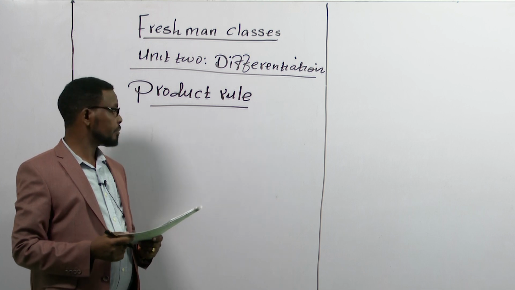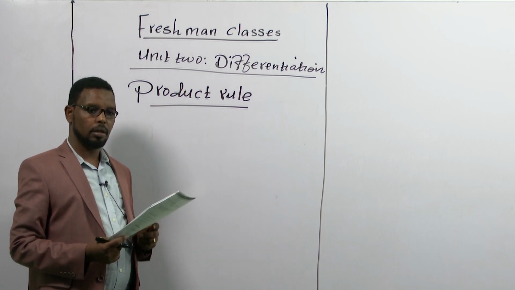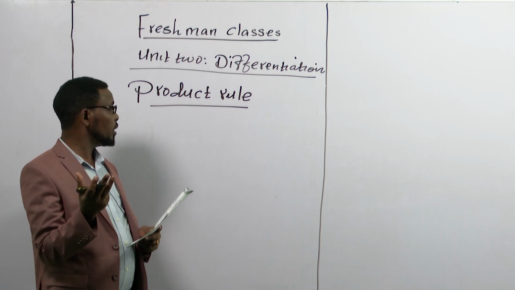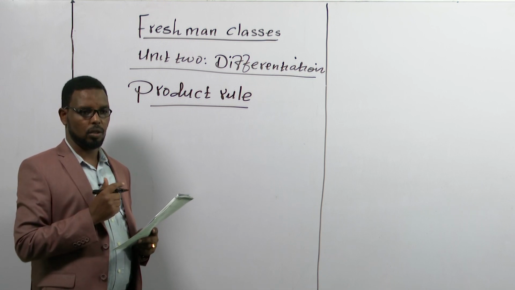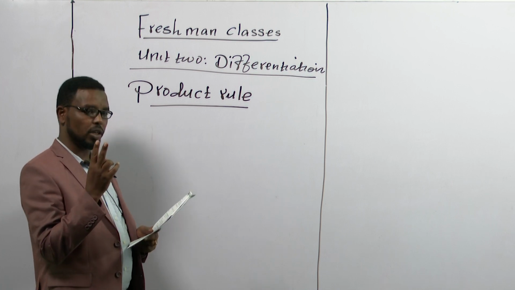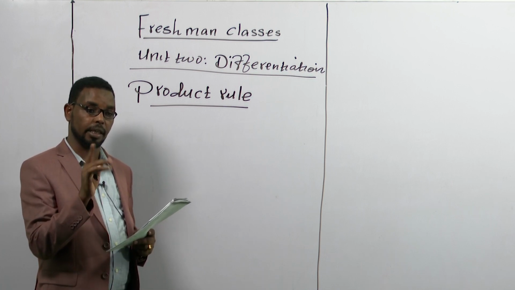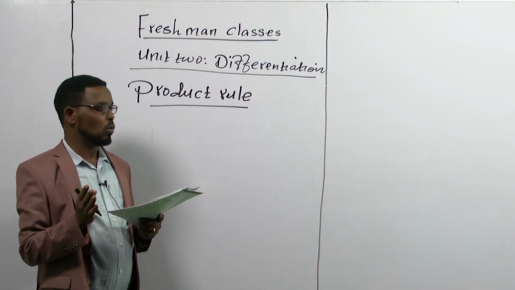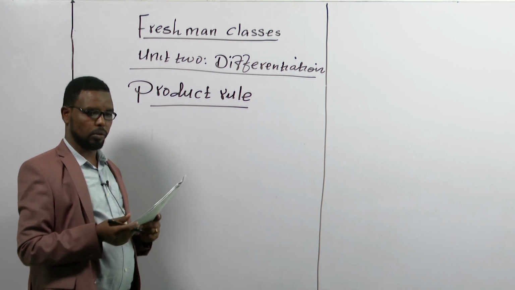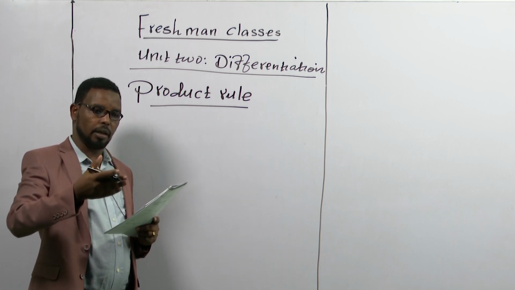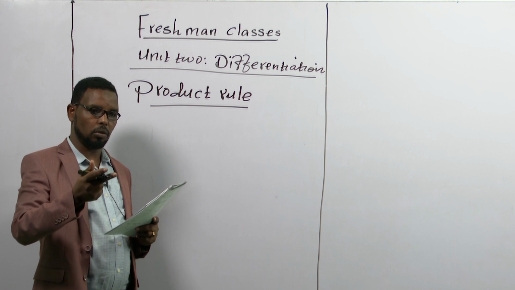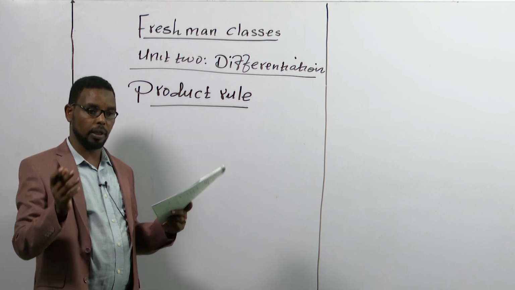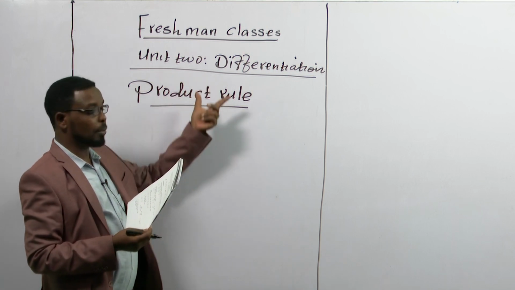Example or rule: the product rule. We have seen the power rule and differentiation by definition. Those two rules, the first one was by definition, and the second one was the general derivative rule. This will be the product rule. We will see the following rules: product rule, quotient rule, chain rule, implicit differentiation, derivative of trigonometry. All about that, our unit.